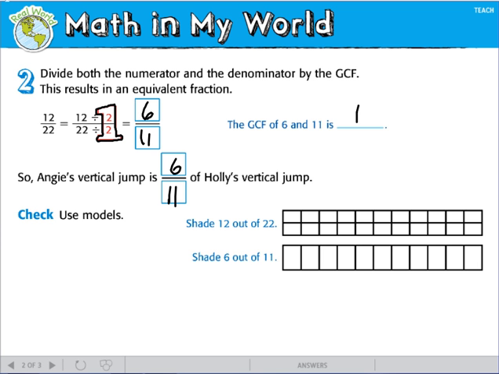Now we're going to use the model, shade 12 of 22. Okay? So I need 1, 2, 3, 4, 5, 6, 7, 8, 9, 10, 11, 12. And then shade 6 out of 11. 1, 2, 3, 4, 5, 6. Look at that, they're the same. See that? That's where they both stop. So this section and this section are equal. Okay? One just has more pieces than the other.